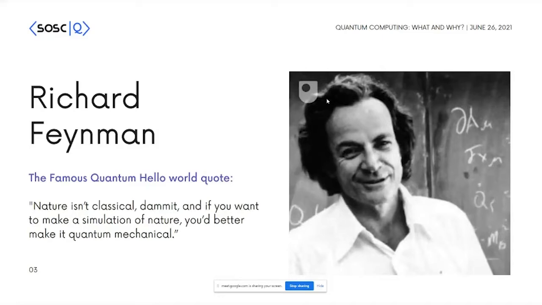The classical system in this sense would be the processor that you have right now in your computer, so we classify that as classical, and we call the new type of computers, the quantum computers, quantum. His idea was, why not have a quantum computer to simulate the inherent quantum nature of nature? This was his famous quote, which is quoted everywhere: "Nature isn't classical, damn it, and if you want to make a simulation of nature, you'd better make it quantum mechanical." This was in 1981.